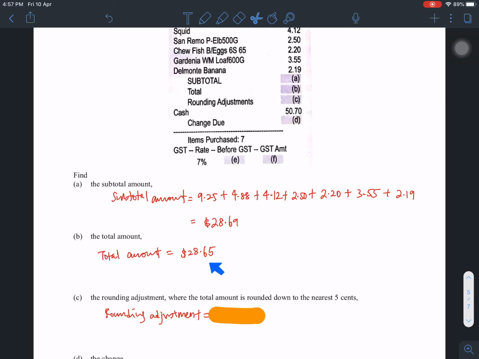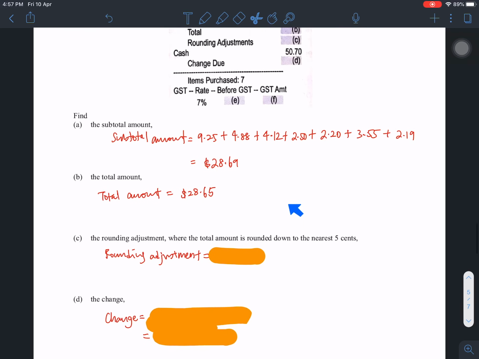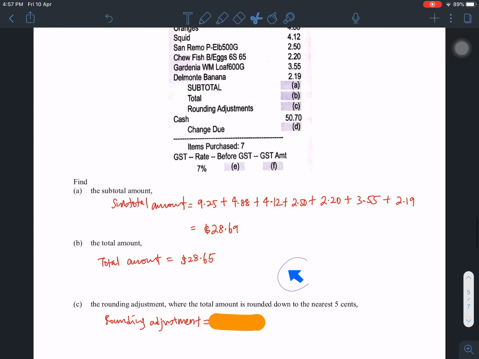Okay, so this one just requires you to state how much it is, without any workings, but you need to round it down correctly. Okay, so let's look at part C. Part C requires us to find the rounding adjustment.